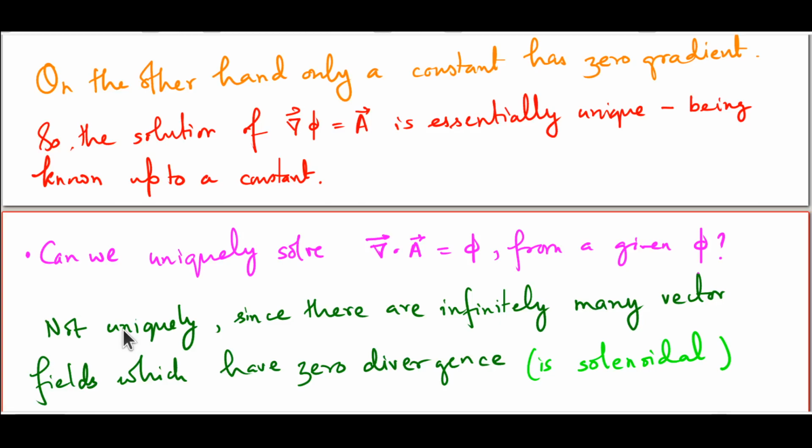So even if you manage to find one solution to the equation divergence of A equals phi, and actually you can, it will turn out that you can add to it any vector field like a magnetic field, which is solenoidal, and the resulting new vector field will also have the same divergence. So, while you can solve the equation divergence A equal to phi to get an A, whose divergence is equal to a specified scalar field, this solution will usually not be unique.